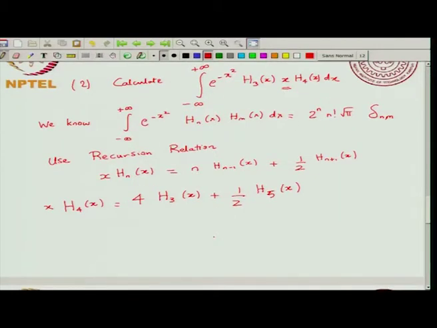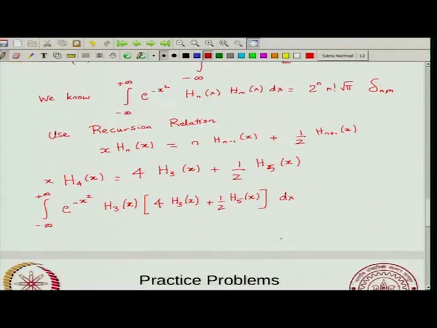So when you substitute in the expression, what you will get is the following. I will do it right here. You will get the integral from minus infinity to plus infinity of e to the minus x square, times H3 of x, times 4 H3 of x plus half H5 of x, dx. Now this has two terms.